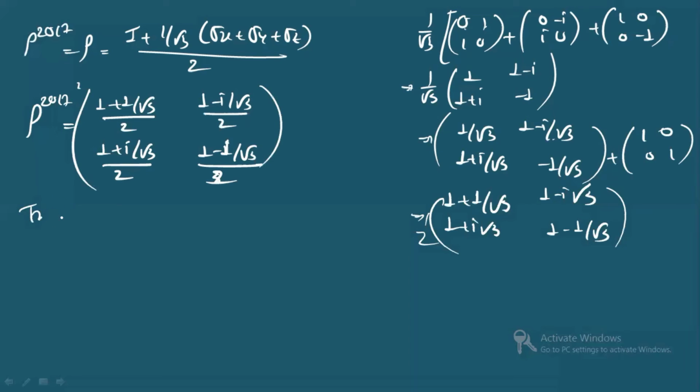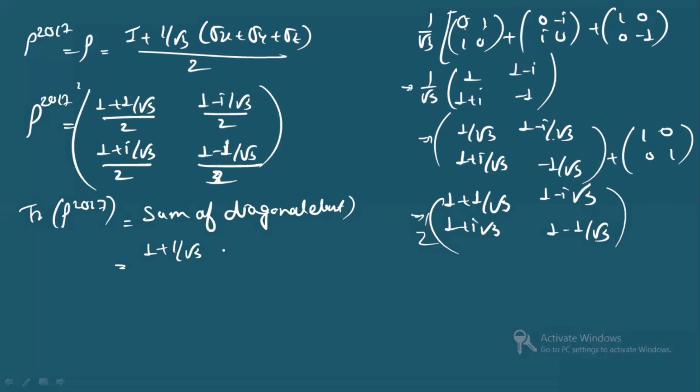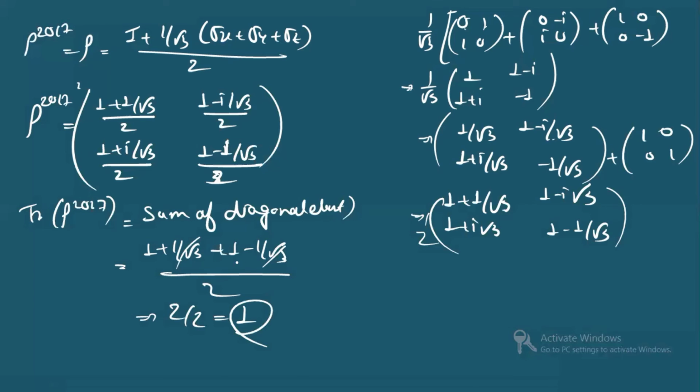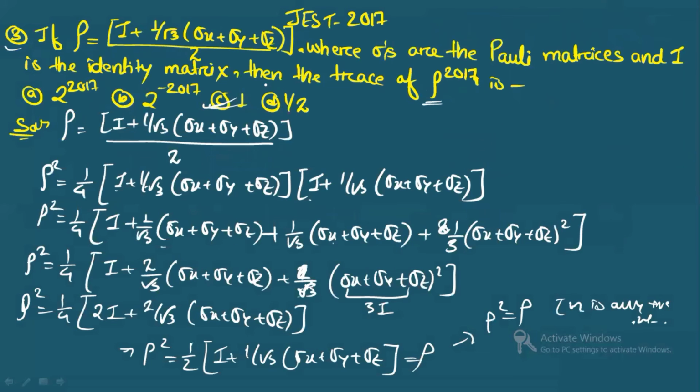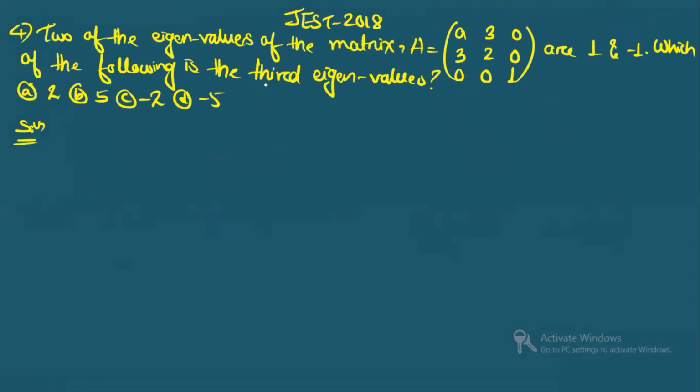Now you are asked to find the trace of rho 2017. Trace is the sum of diagonal elements. So the diagonal elements are these two. Take the sum: 1 plus 1 by root 3, plus 1 minus 1 by root 3. 2 is the LCM, this 2 will get cancelled, 2 by 2 is equal to 1. So the trace is 1, and the correct option is option C. Clear? So this was not that complicated. The only thing is that you will have to do it stepwise. Okay, now let's see the next question.